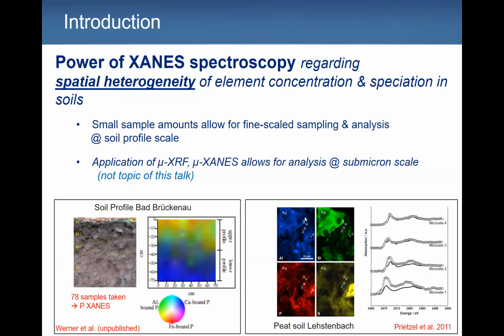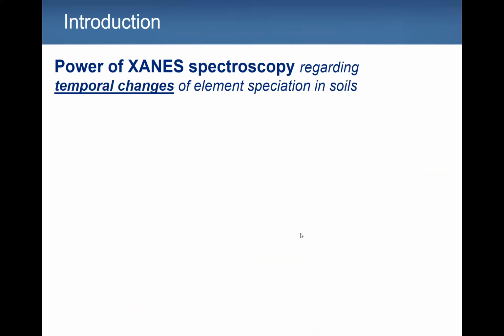And then you can take XANES spectra at different places. We were interested in sulfur here, and you see, for example, the sulfur spectrum at microsite 1 is very different from that at example microsite 4. Here is more reduced, here more oxidized. So you can really differentiate element speciation at a submicron scale with that. And you can do even more, which I haven't done so far, but you can do it.